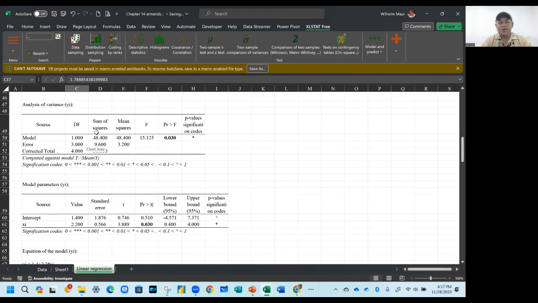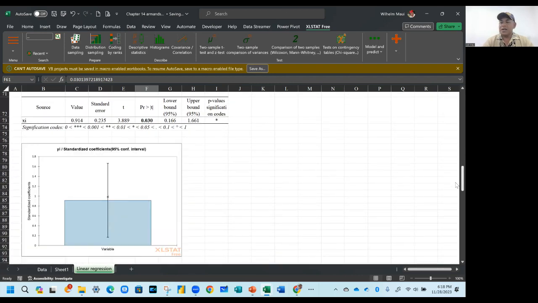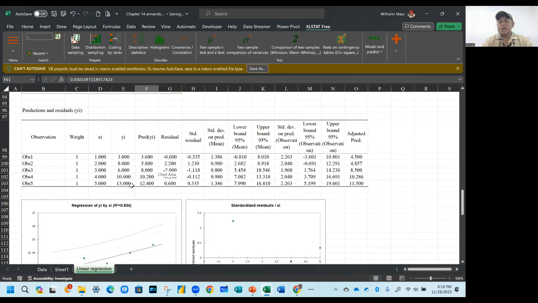If you go down here, you will see your analysis of variance, and hopefully now everybody's familiar with these. And then here are your betas, your standard error, your t-values, and the probability associated with that for when you reject or do not reject. And then here are your predicted values and your estimated values that are already computed for you.